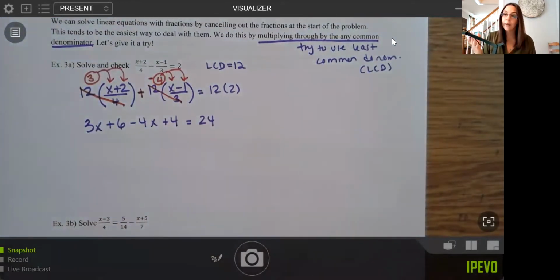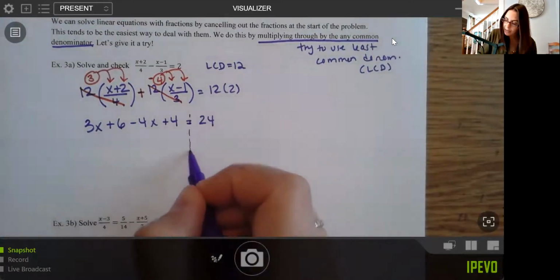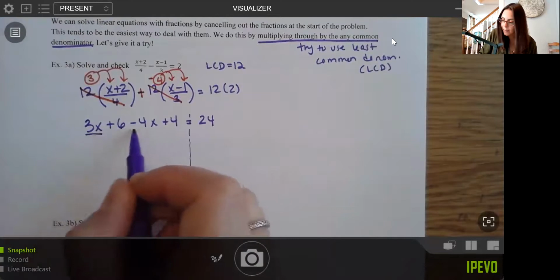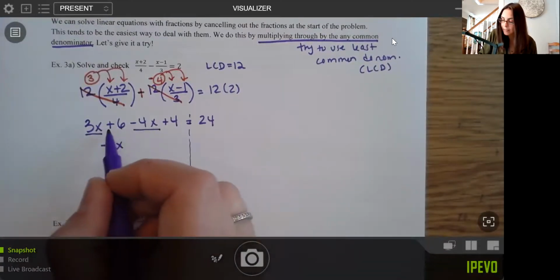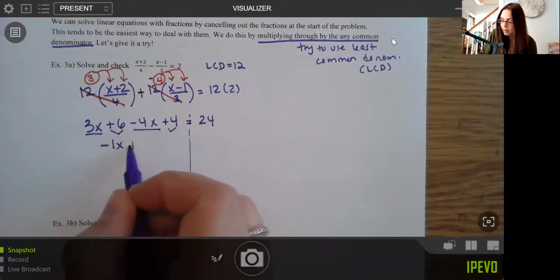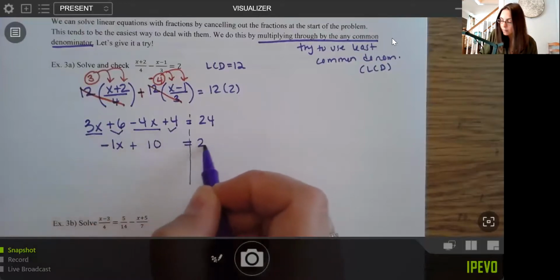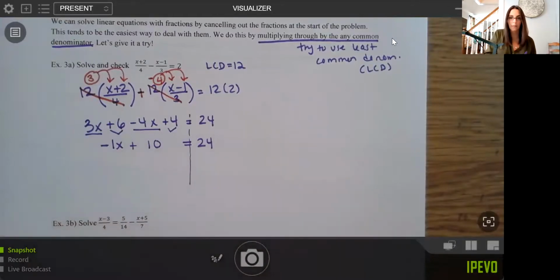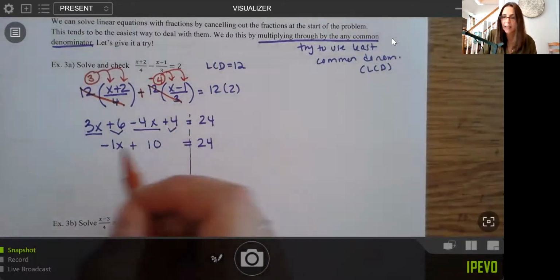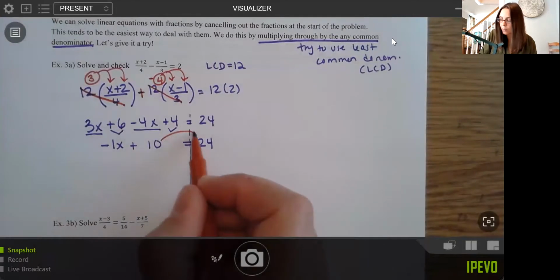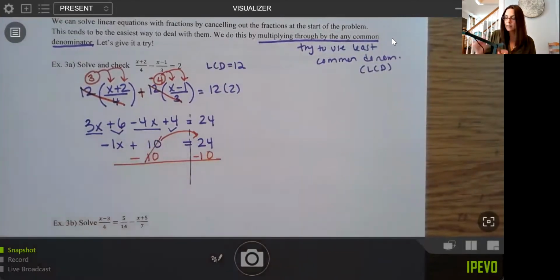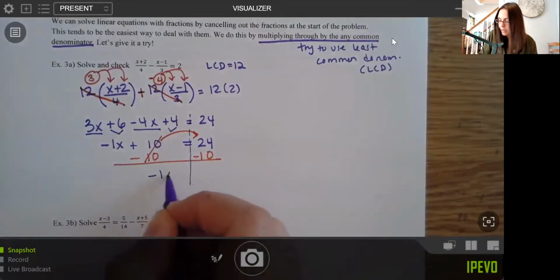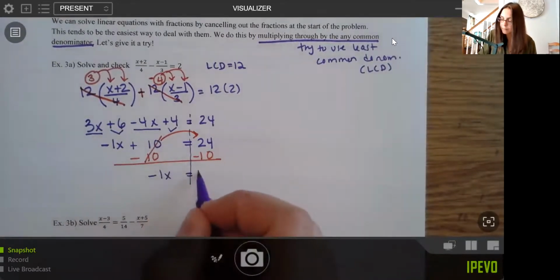Now we should have a regular equation, and we're just going to go back to our regular rules. I'm going to start by combining like terms on the left side. So I see a 3x and a minus 4x. So that's minus x or minus 1x. And then I see a plus 6 and a plus 4, which is 10. At this point, I don't have anything else I can do, so I need to move that 10 over with the 24. I'm going to subtract it on both sides. And I have negative 1x is equal to 14.